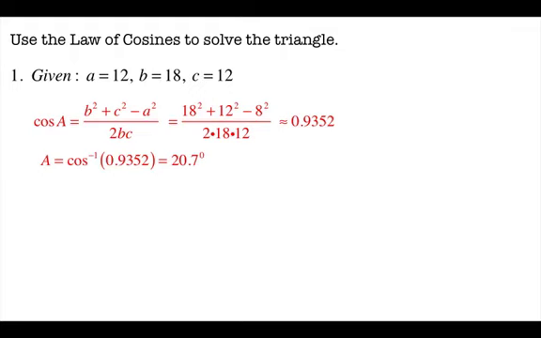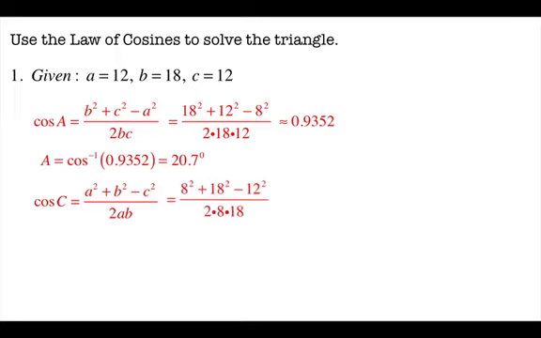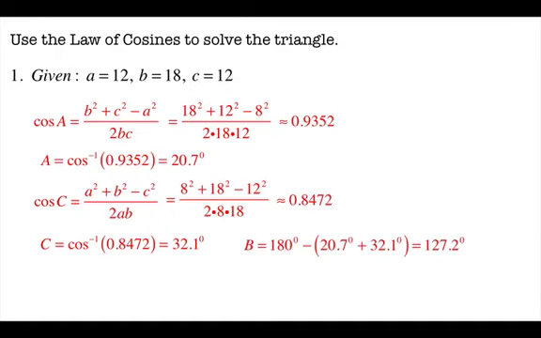Then I'm going to find another angle, angle C, but first I'm going to substitute the values into this formula, since I'm looking for angle C. I get the following. This is the decimal approximation that I get, and then I find the angle by using the inverse function, and this is what I get. To find angle B, all I need to do is 180 minus the sum of A and C. So here's my answer to number 1.